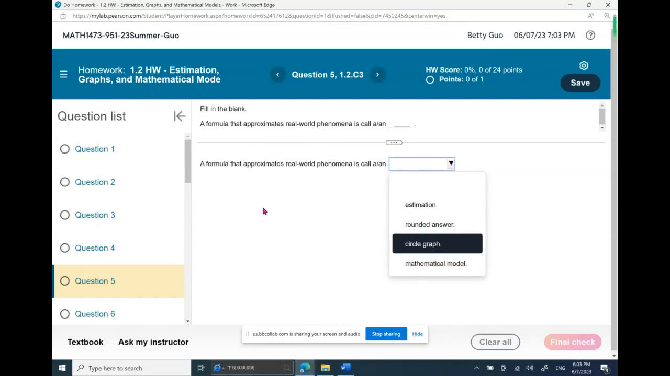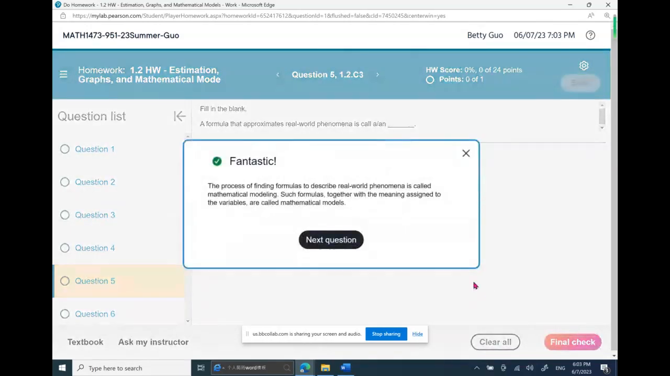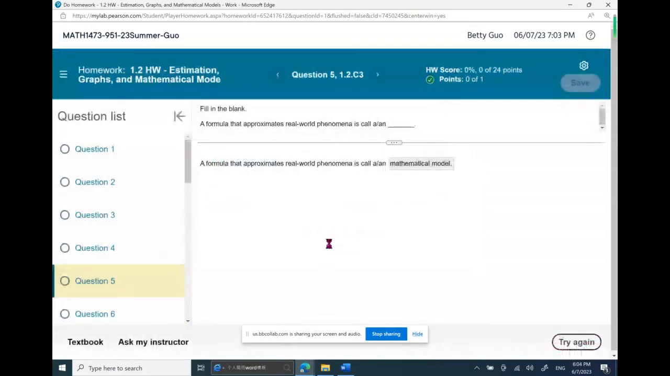Hold on. No, it's called a formula that approximates real-world phenomena. Yeah, it is a model. Let's see. Yeah, it is a model. Next question.